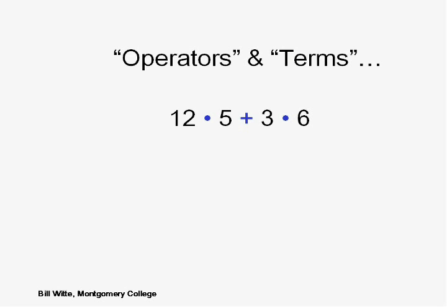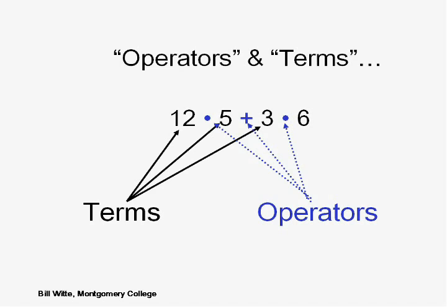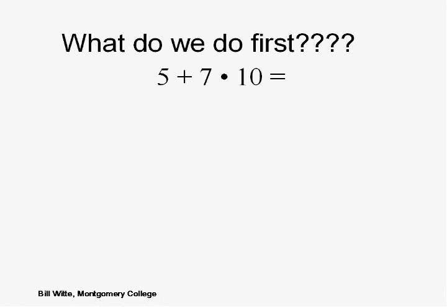Now let's talk about operators and terms, because I'm going to be talking about the order of operations in just a second, and I need you to know what these words mean. Operators do just what they say. They operate. They do things. The operators are times, plus, division, subtraction, etc. In this picture, the operators are blue. The things that get operated upon are terms. 12 is a term. 5 is a term. 3 is a term, and 6 is a term. They're operated on by the operators.